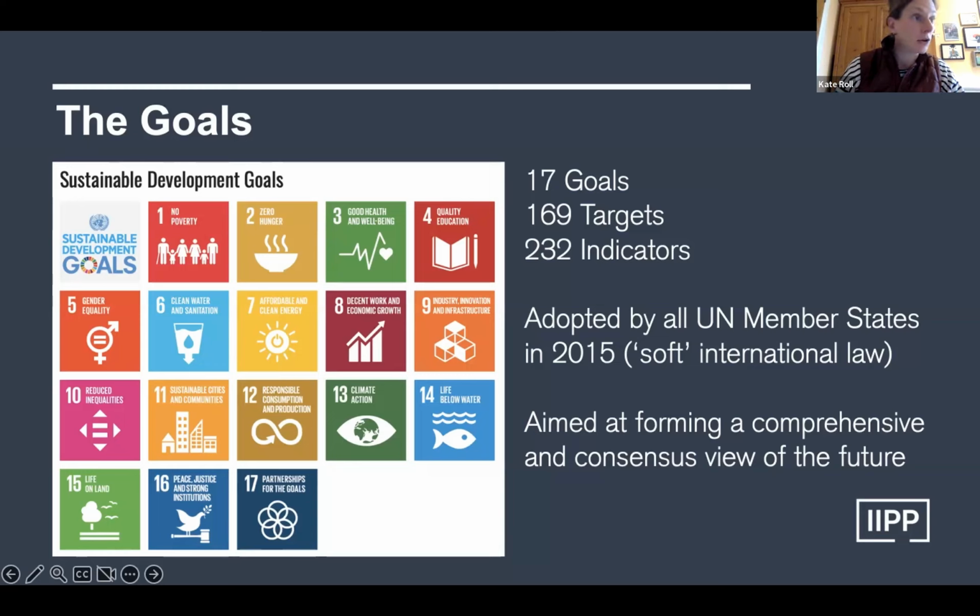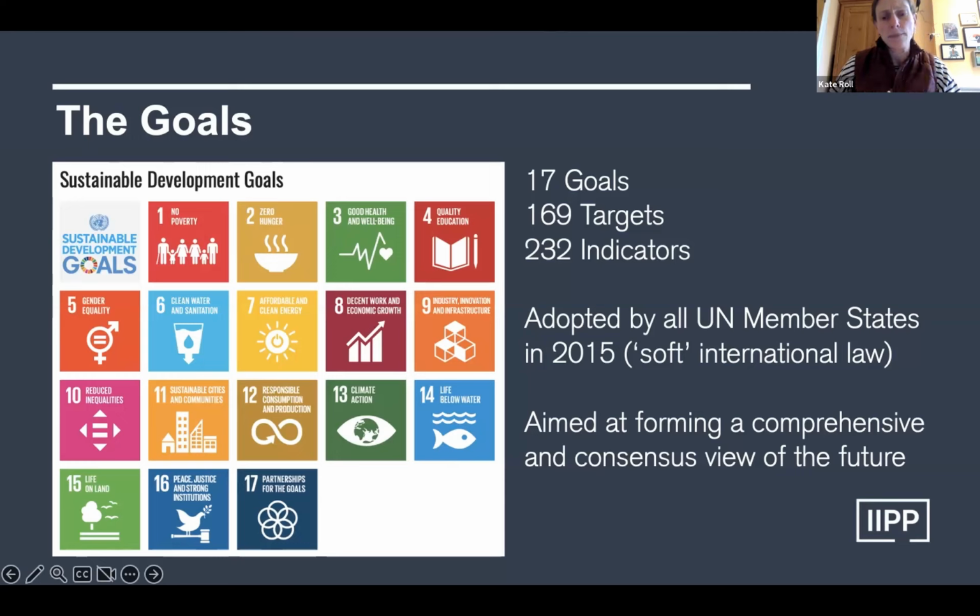They were adopted by all UN member states in 2015, and they're considered soft international law in the sense that there is a widespread commitment to pursuing the SDGs, but if a member state does not pursue them fully or does not achieve a certain level, there's no stick. There's only carrots for this. There's no repercussions to not achieving the SDGs. So it's an agreement, it's a commitment, but it's not enforceable.